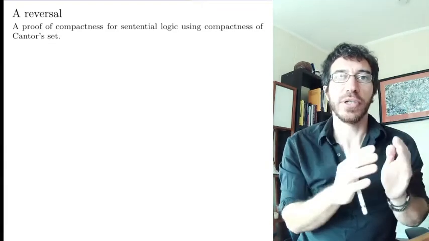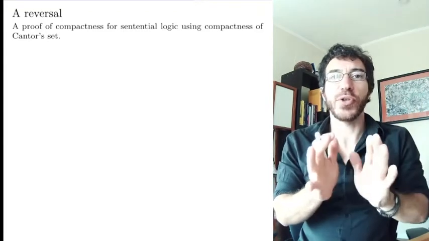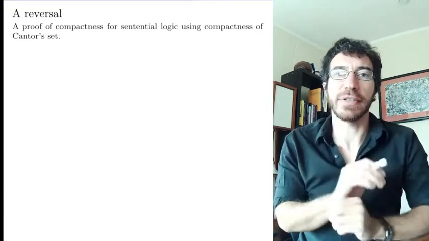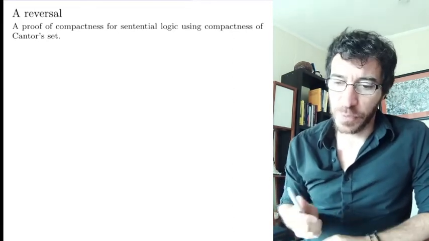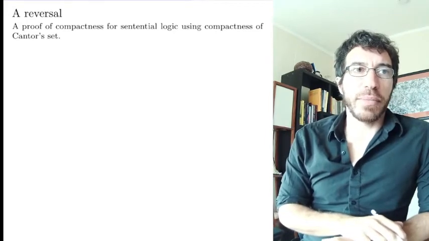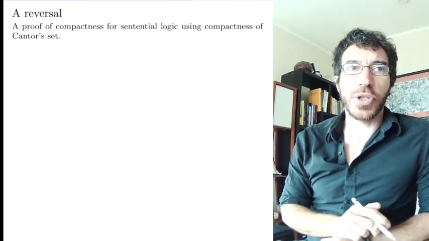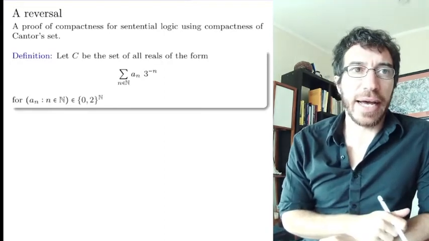This is a new proof of compactness, very different from the one we did originally, but now we're going to use the fact that the interval 0, 1 is compact. Actually, we're going to use the fact that the Cantor set is compact, which is also equivalent. So that's what we want: the proof of compactness for sentential logic using compactness for the Cantor set. Let's start by looking at the Cantor set.